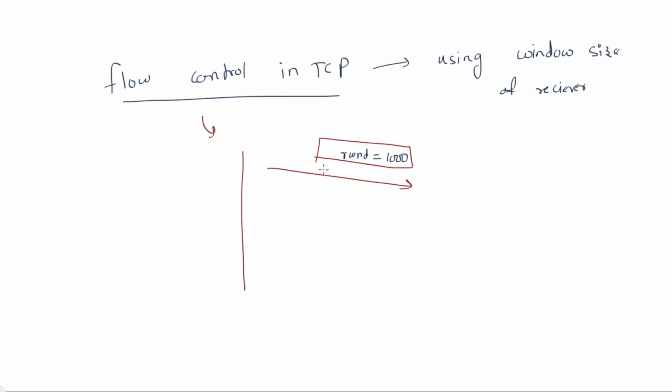Now, don't get confused that it is the sender, then how is it the receiver. TCP is full duplex, which means either party can send or receive. So whenever it is sending some packet, it says that if you want to send me some packet, then treat this as a window size.